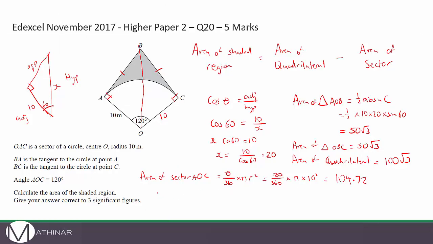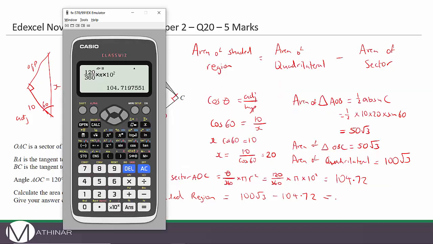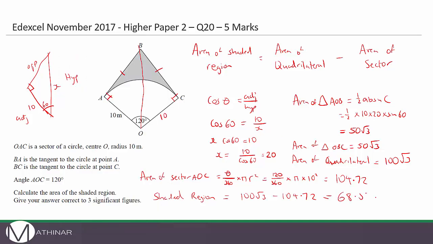So the shaded region is equal to the area of the quadrilateral, which is 100 root 3, minus the number that we've just worked out, 104.72. So if we subtract them, 100 root 3 minus the answer, we get 68.49, to three significant figures, 68.5 meters squared.